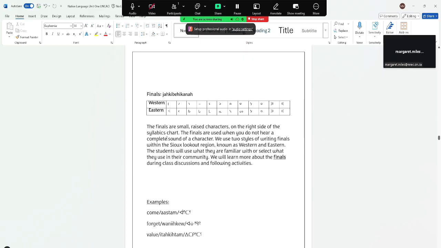So next is the finals. And the finals are called Jahkipehigana. That means finals. And if you look at the chart, you can see the Western is on the top. And the Eastern finals are in the bottom.